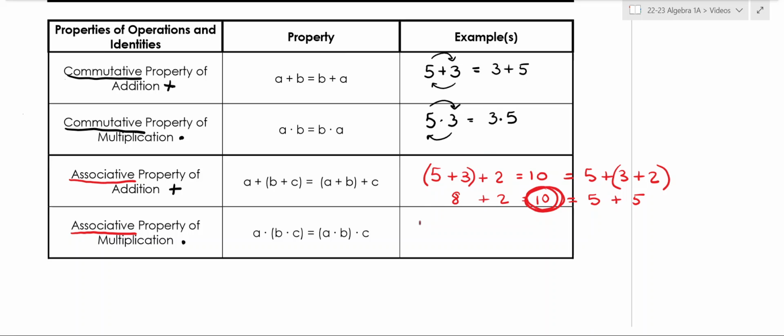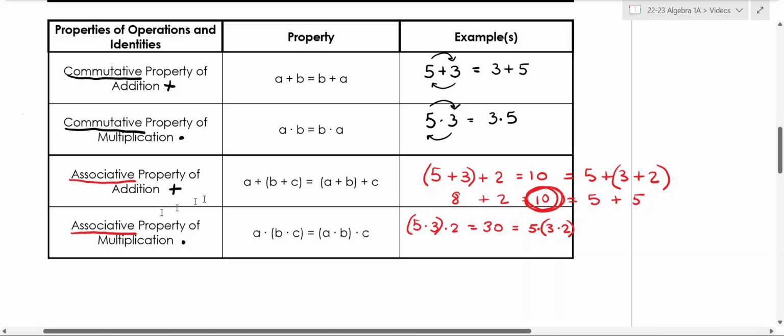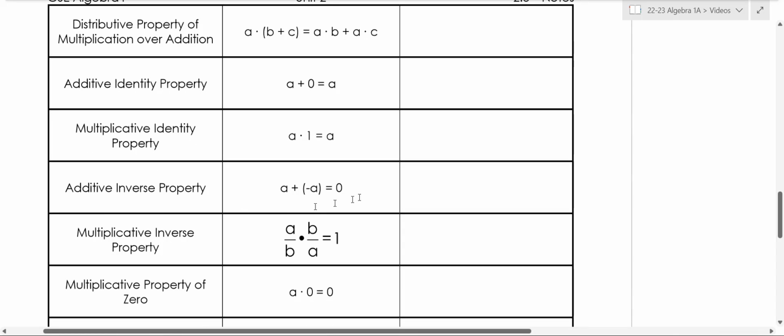This is the same thing for multiplication. Let's say you're multiplying these numbers. Well, you can say 5 times 3 is 15. 15 times 2 is 30. That's fine. You can also group them like this. You can multiply the 3 and the 2. 3 times 2 is 6. 6 times 5 is 30. So the associative property of multiplication allows you to group multiplication terms in whichever order you want and still get the same result.